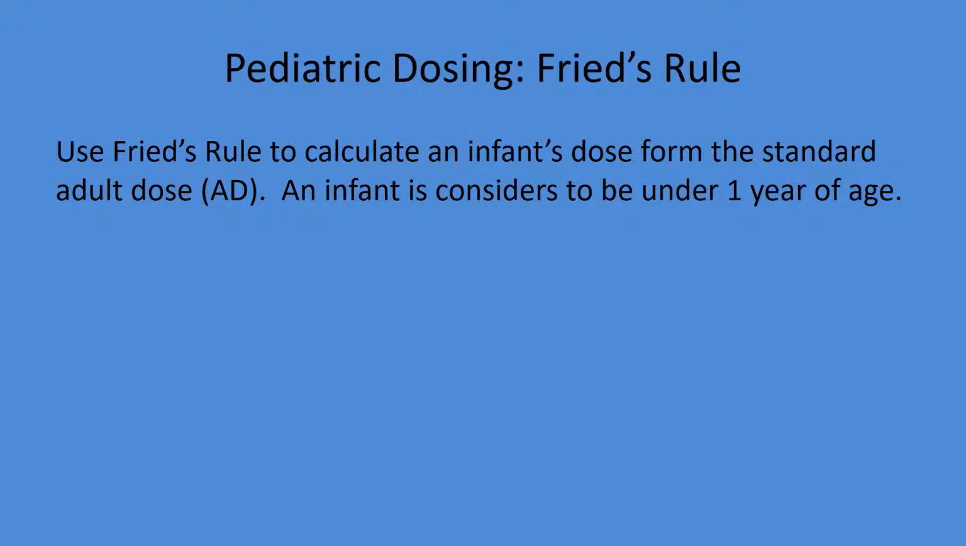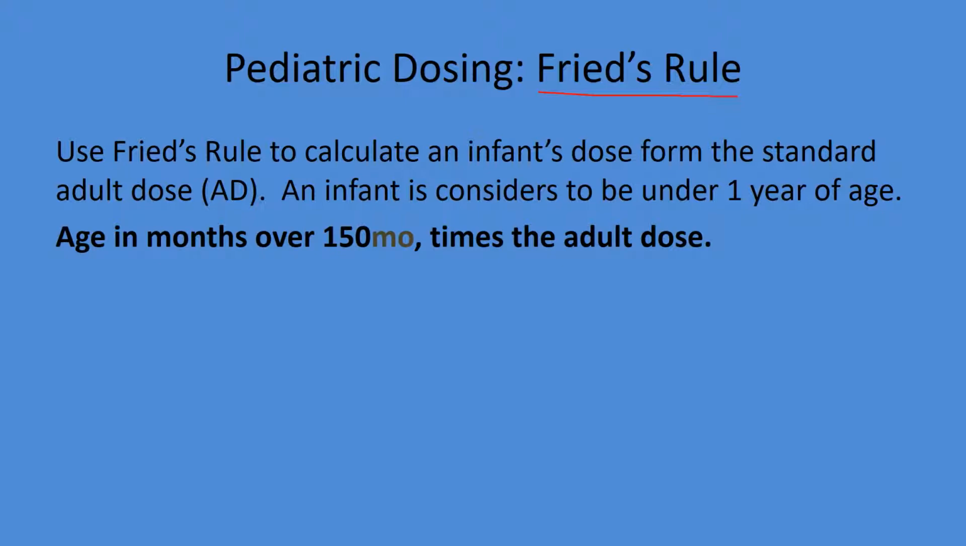All right, pediatric dosing. We've got Freud's Rule. So usually most drugs are going to be tested clinically in adults, so the dosage strengths are established for adults. And to estimate for an infant in this case, using Freud's Rule, we'll use the following equation. We'll take their age in months, or closest age in months, divided by 150, and then you multiply that by the normal adult dose. That'll be the infant's dose.